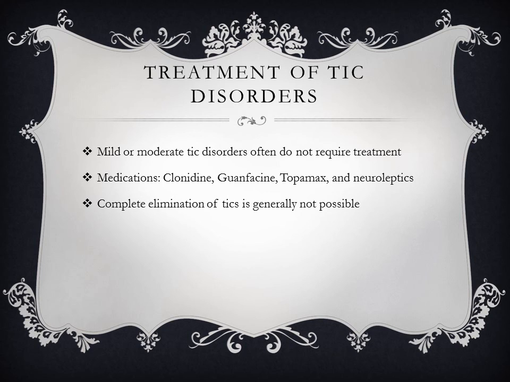The primary medications that we use would be clonidine or guanfacine, either in a regular release form or an extended release form, Topamax, or neuroleptics. It's important to remember that complete elimination of the tics is generally not possible. The goal is to settle them down to a point that the child is in a more functional situation.